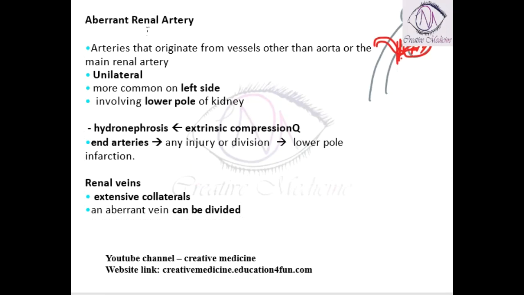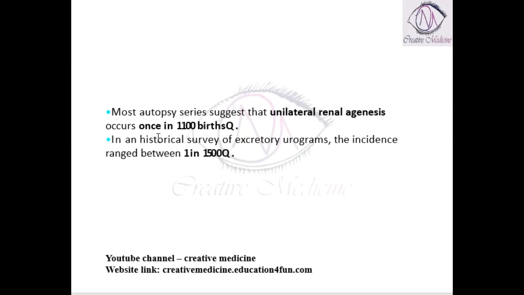But if it is an aberrant renal artery, we should not divide it, we should not injure it, we should not do anything which makes it blocked, because the part of the kidney which it is supplying will not get the blood supply, thus resulting in infarction of that part of the kidney which is supplied by the aberrant renal artery.